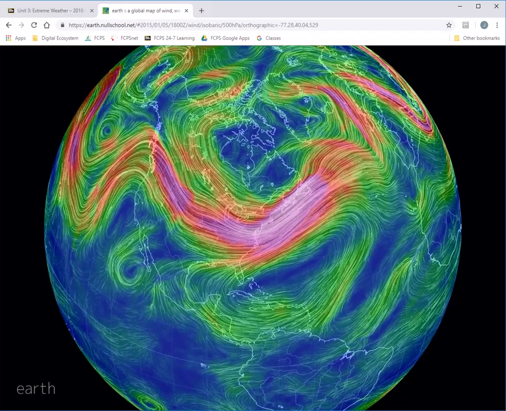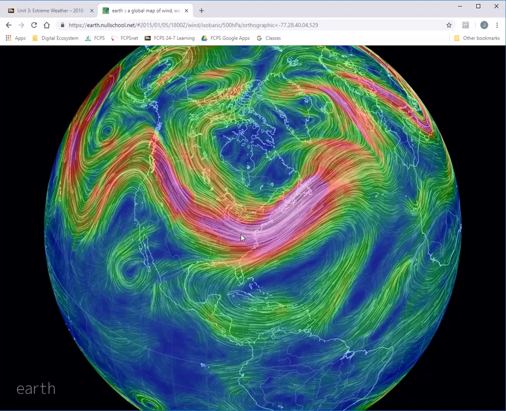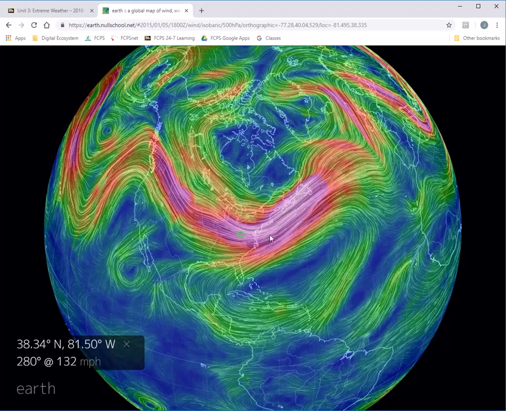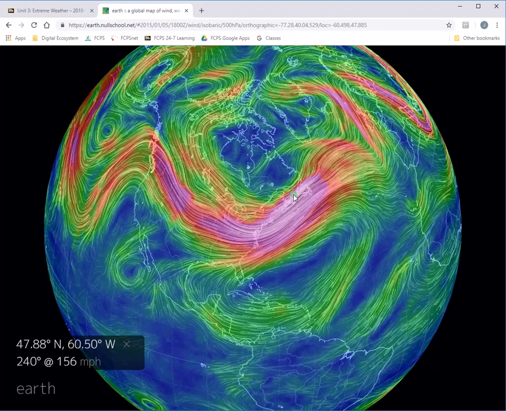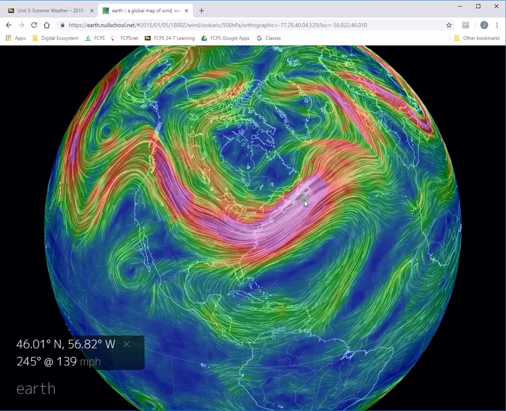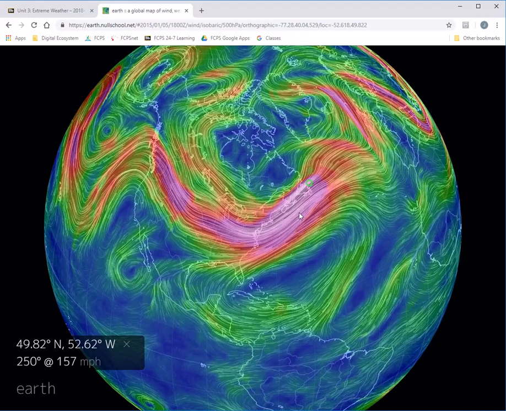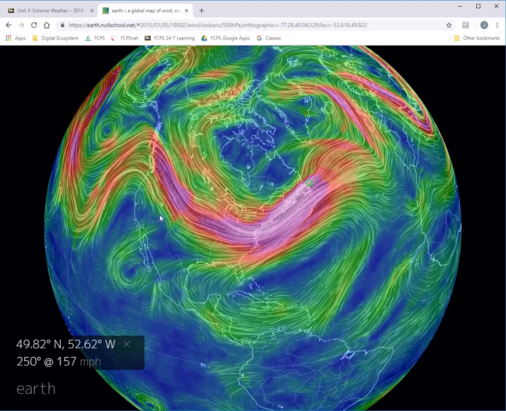But how fast is that going? And we can click on it, and it will tell us the wind speeds. 132 miles an hour. You might be able to find faster. 141. 156. 157.